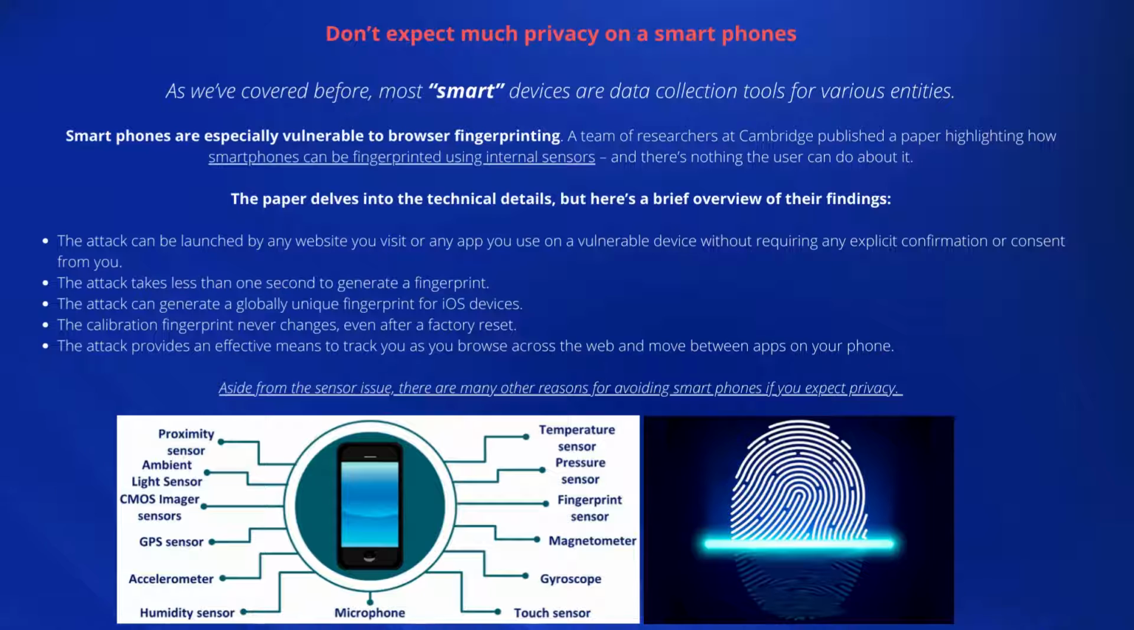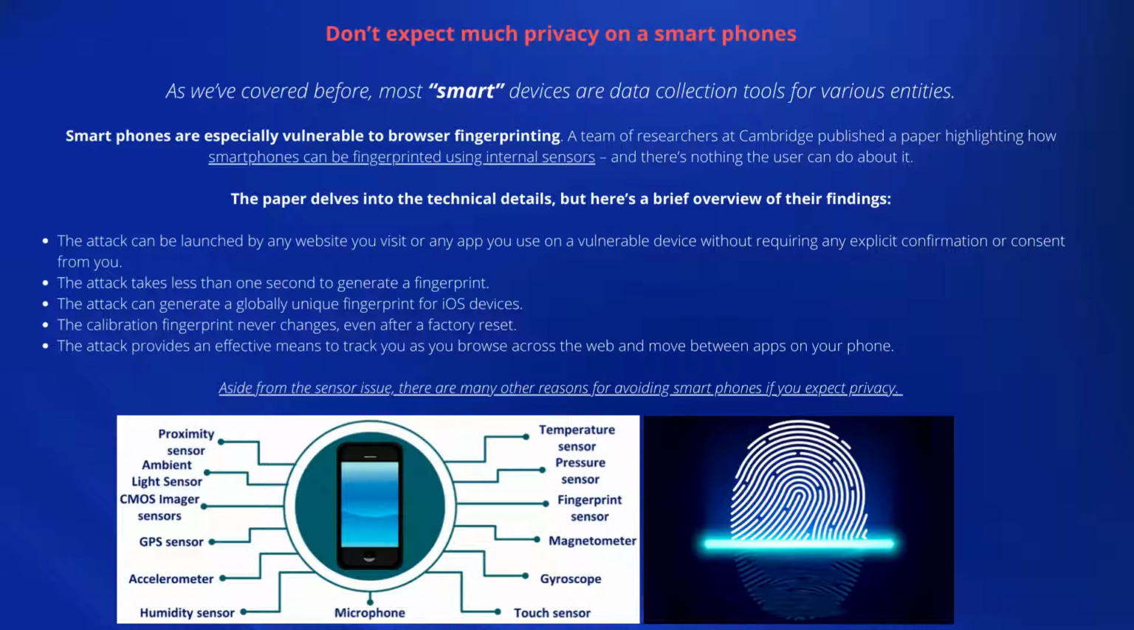The attack can be launched by any website you visit or any app you use on a vulnerable device without requiring any explicit information or consent from you. The attacks take less than 1 second to generate a fingerprint. The attack can generate a globally unique fingerprint for iOS devices. The calibration fingerprint never changes even after a factory reset. And the attack provides an effective means to track you as you browse across the web and move between your apps on your phone. Aside from the sensor issue, there are many other reasons for avoiding smartphones if you expect privacy. Soon we will also make a video about controlling communication channels for more info on this topic.